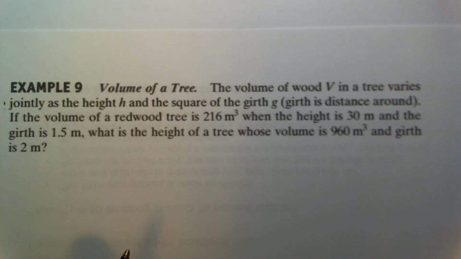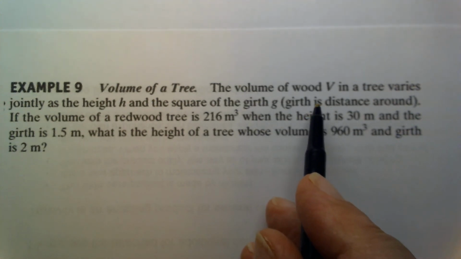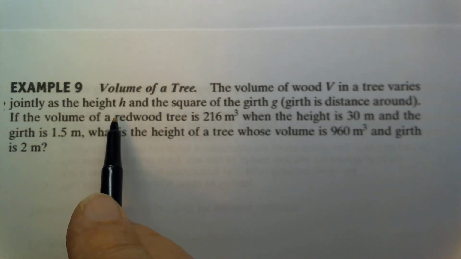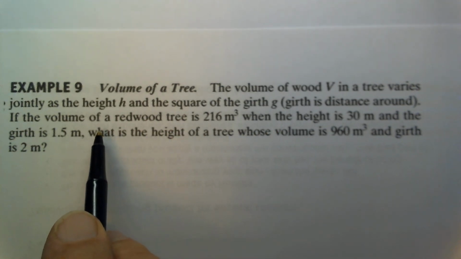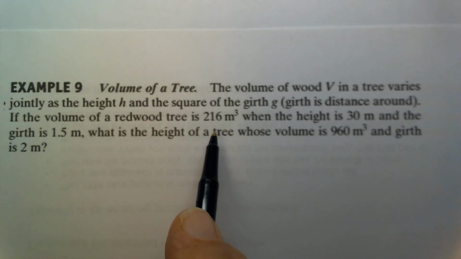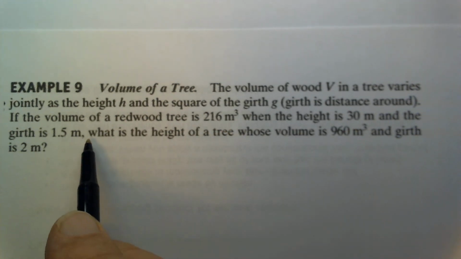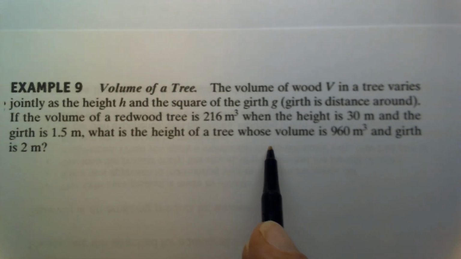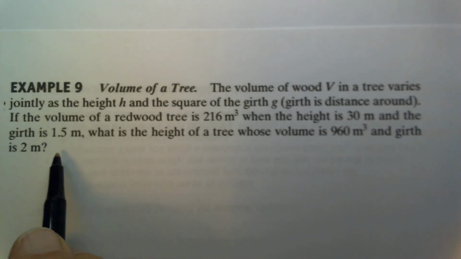The last example is the volume of a tree. The volume V of wood in a tree varies jointly as the height h and the square of the girth g. Girth is the distance around the tree. If the volume of a redwood tree is 216 cubic meters when the height is 30 meters and the girth is 1.5 meters, what is the height of a tree whose volume is 960 cubic meters and whose girth is 2 meters?